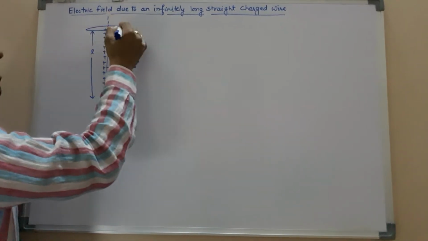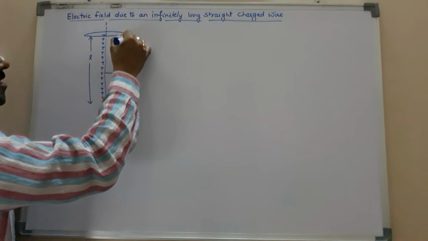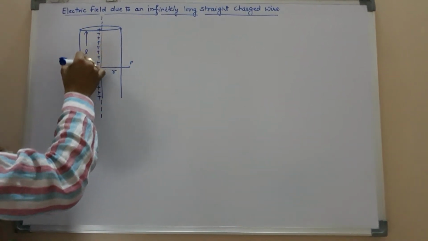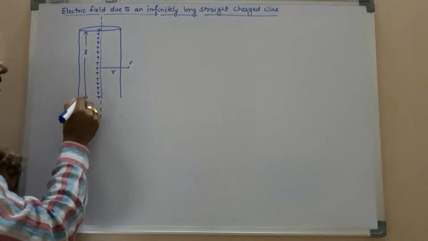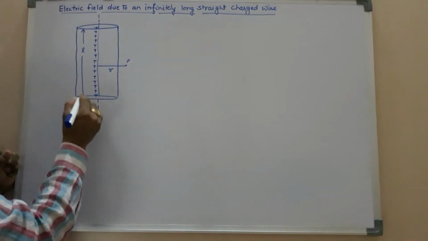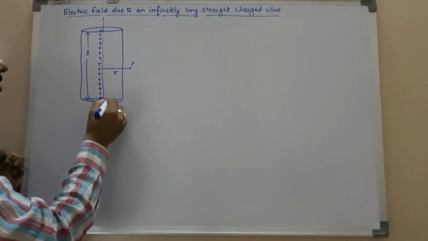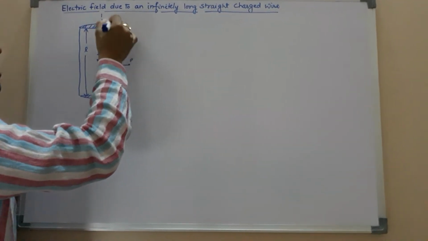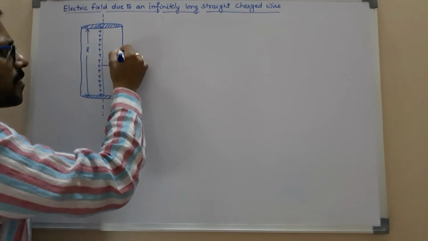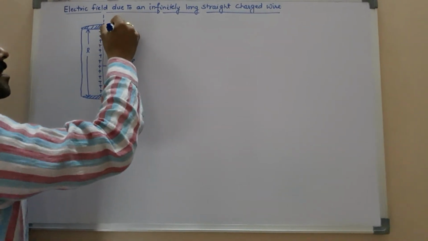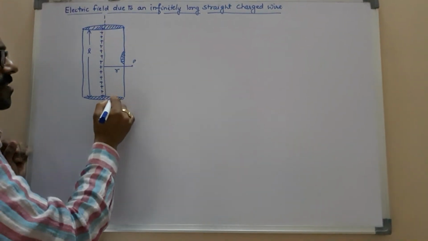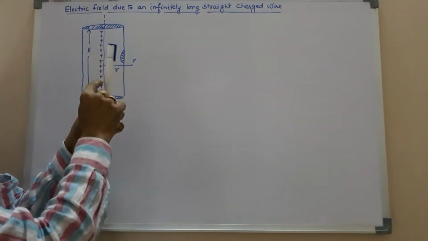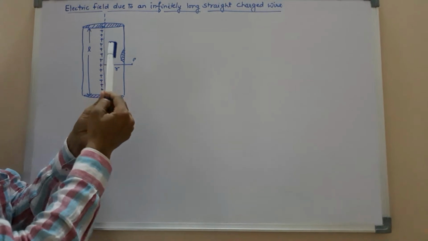The wire is cylindrical in nature, so its Gaussian surface is also cylindrical. So this is its Gaussian surface. Gaussian surface is an imaginary surface. If you take this Gaussian surface, we have these three basic regions: one, the top circular region, second, the bottom one, and third is the curved surface.